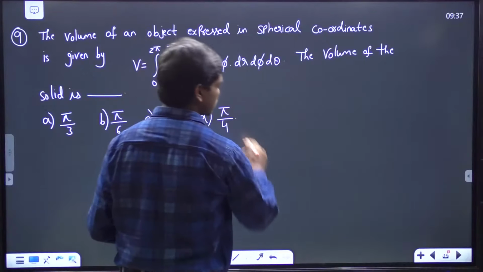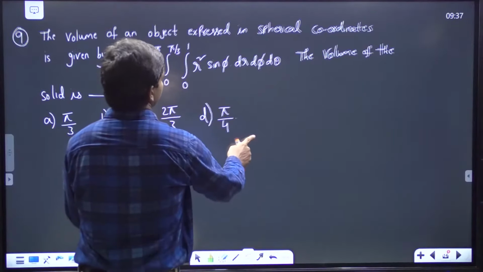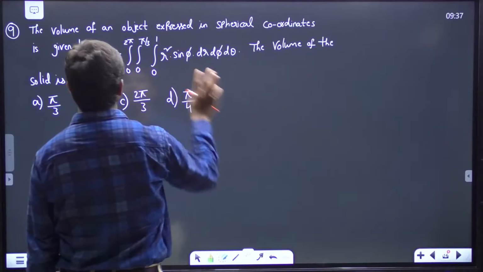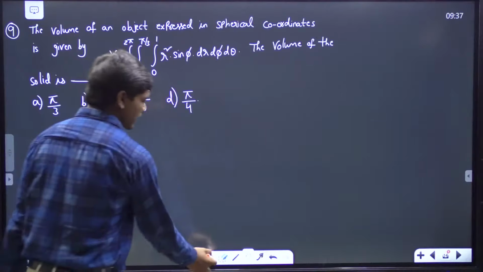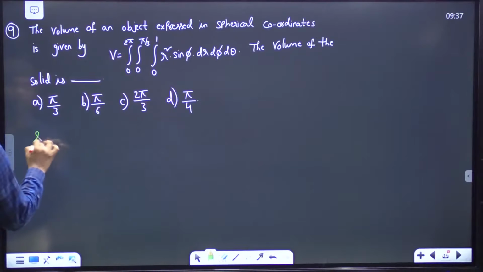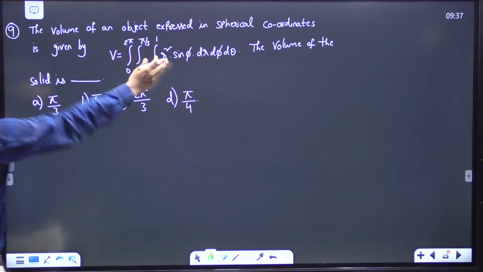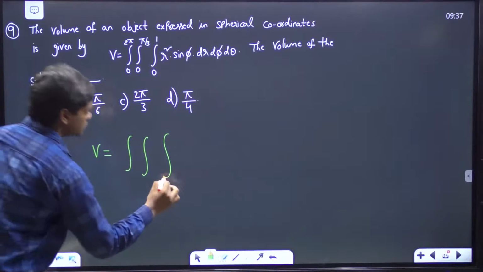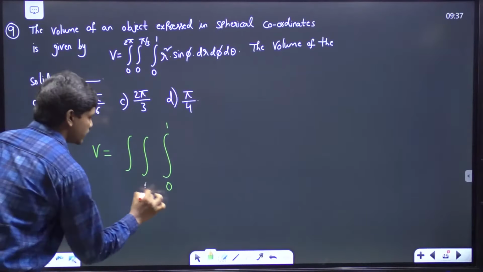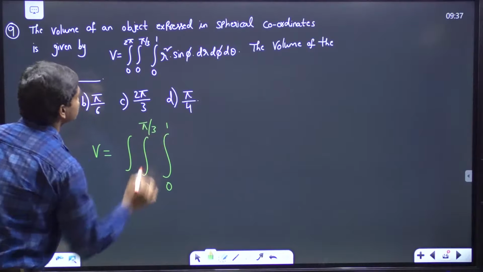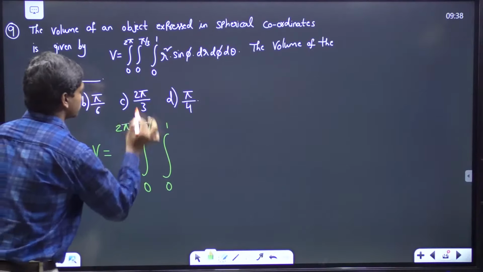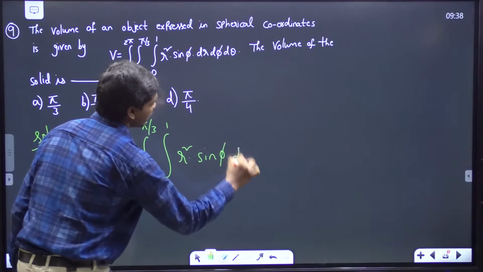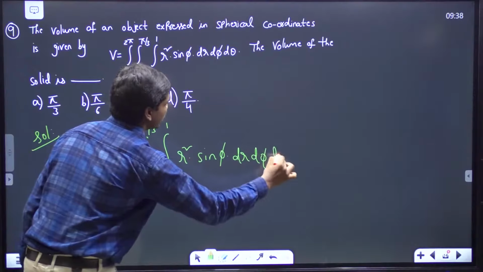See here, solution. Let me shorten this question a bit, so I'll be getting some space to write the steps. I hope you can still read the question comfortably, no issues. So see here, I am solving this question now itself. Solution. What is the volume of the solid given? V is equal to integral 0 to 1, then 0 to pi by 3, then 0 to 2 pi, r square sin phi dr d phi d theta.